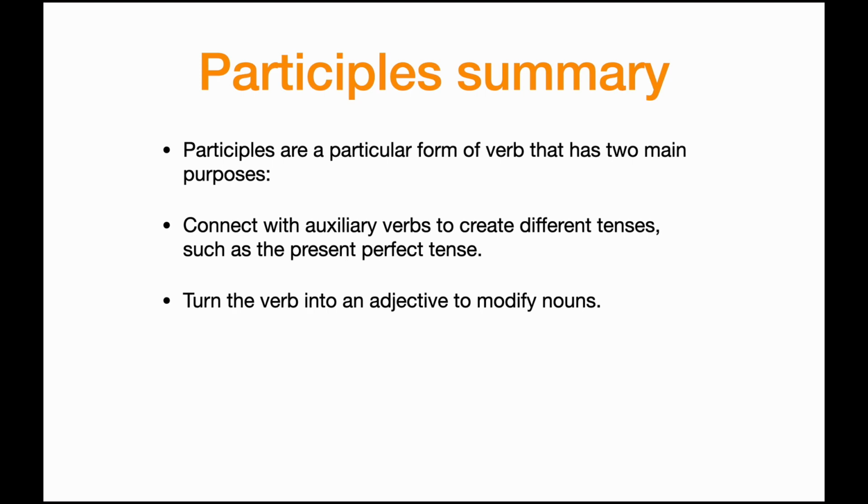Participles summary. Participles are a particular form of verb that has two main purposes. Connect with auxiliary verbs to create different tenses, such as the present perfect tense. Turn the verb into an adjective to modify nouns.